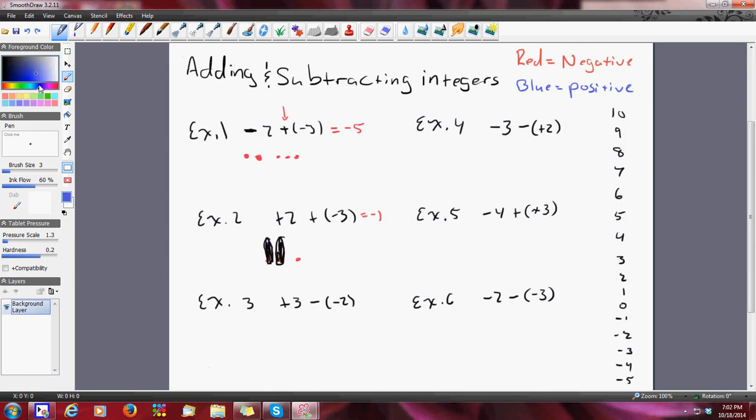This time I have a +3, and this is where it gets a little weird. It says I have to take away 2 reds, 2 negatives. Well, I can't take away 2 negatives because I don't have any negatives to take away from my group. Right now, all I have is a +3. So what's the opposite of taking away? It's addition. But what's the opposite of negative? It's positive. So instead of taking away 2 negatives, I can always add 2 more positives.